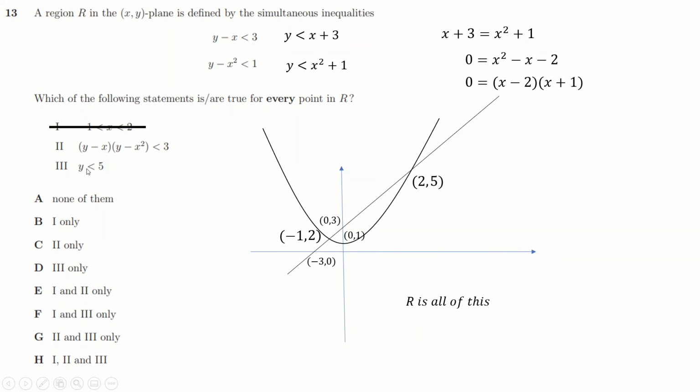This is complicated, so let's look at this one. Y is less than 5, also not true. Up here we have the coordinate maybe 10, 20, or 10, 15 or something. So y can definitely be bigger than 5, because R encompasses all of this below this line going up there.